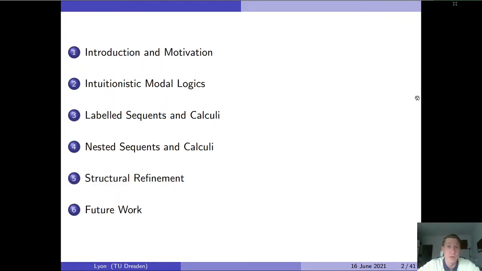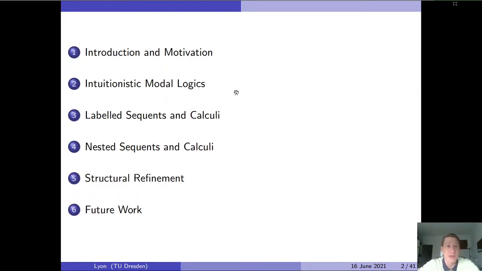intuitionistic modal logics. I'll then talk about how by combining the labeled sequent formalism and the nested sequent formalism in a particular way, we can obtain a fairly large class of nested sequent calculi for certain classes of intuitionistic modal logics, and therefore answer this open question to a large degree.